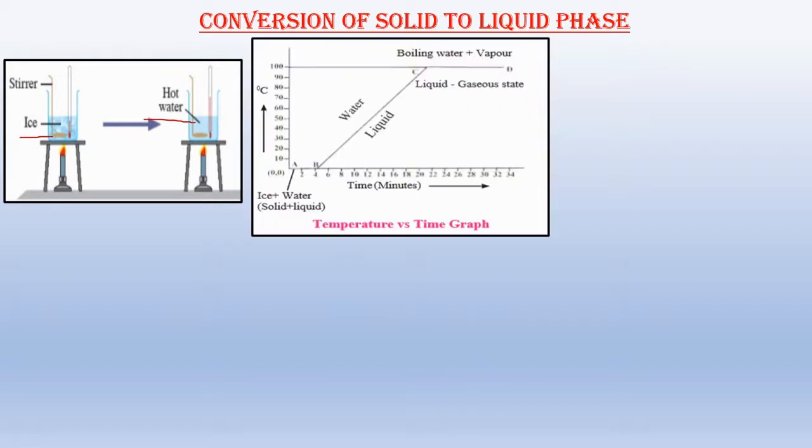This is the diagram where the ice is converted into water. Here the ice is converted into water completely. And this is the temperature versus time graph. On the y-axis we can see degrees Celsius, which is the unit for temperature, and on the x-axis time in minutes. Now here we can see two lines. This one is the line AB. I am just drawing a curvy line so you all can understand. And this other one is BC.